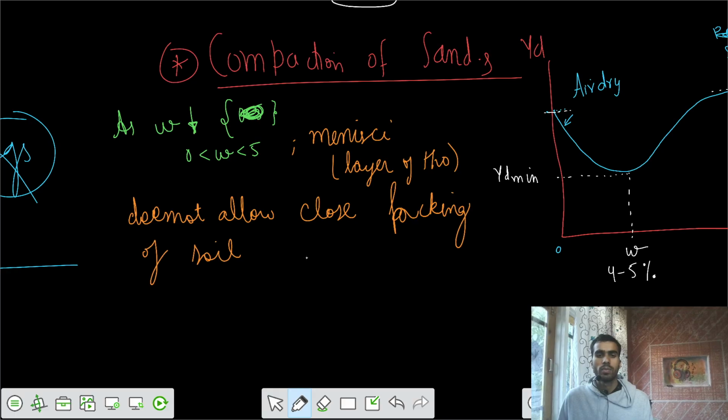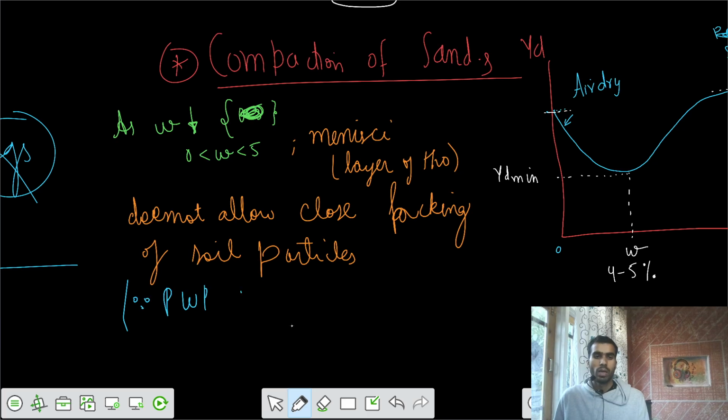As water content is in this range, this is because of pore water pressure and because of capillary action. That pore water pressure is not allowing those particles to come closer. That's why gamma dry is lesser, so gamma dry is going to decrease.